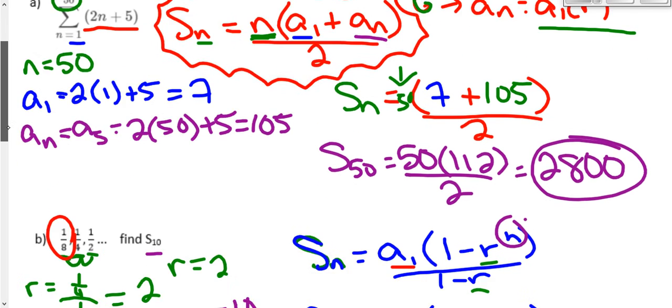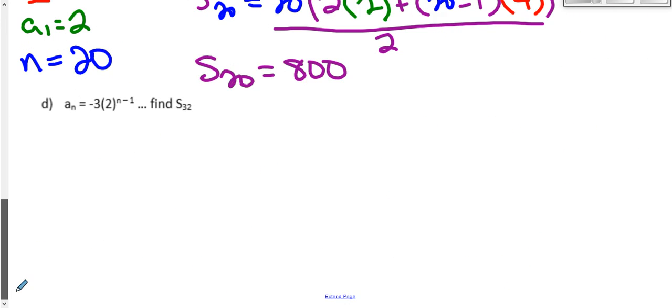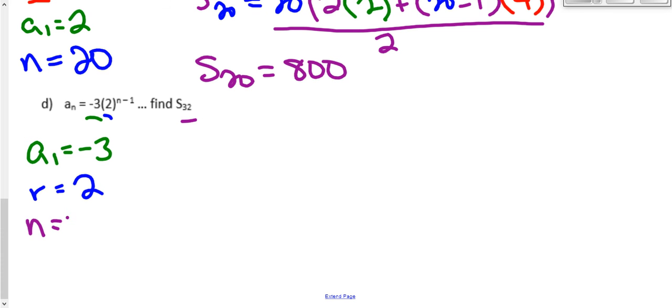This is a geometric equation, and because it's in geometric form, I can see that this term, -3, is a sub 1, because that's the position that it's in. I can see that this number 2 is r, because that's the position that it's in. And I can see, because we're going up to the 32nd term, that number 32 is going to be the number n. So I'm going to have everything I need to use my geometric formula.